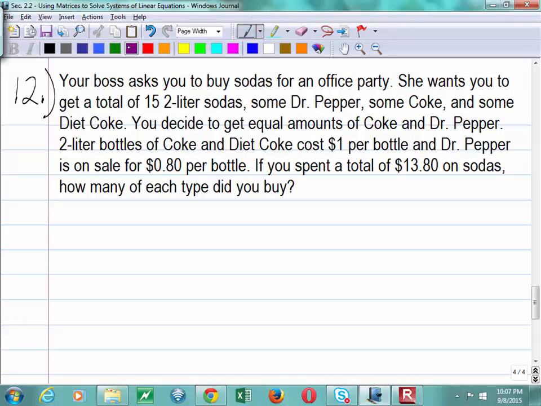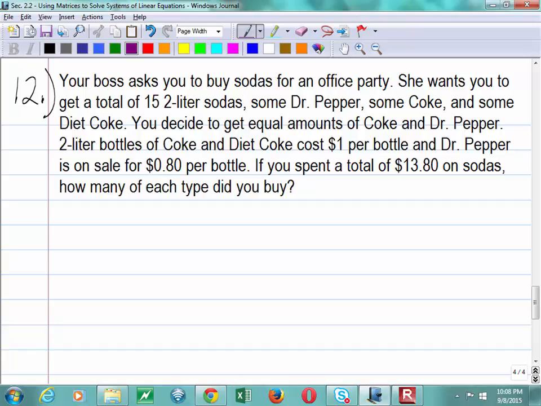Alright, so your boss asks you to buy sodas for an office party. She wants you to get a total of 15 2-liter sodas, some Dr. Pepper, some Coke, and some Diet Coke. You decide to get equal amounts of Coke and Dr. Pepper. 2-liter bottles of Coke and Diet Coke cost $1 per bottle, and Dr. Pepper is on sale for 80 cents per bottle. If you spend a total of $13.80 on sodas, how many of each type did you buy?